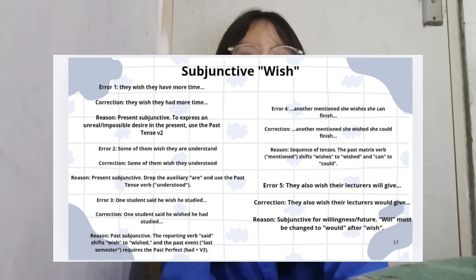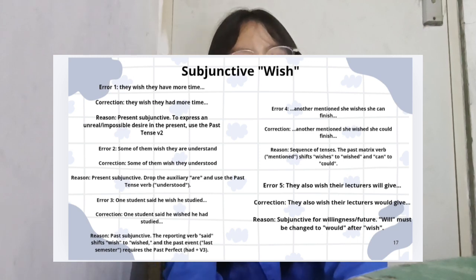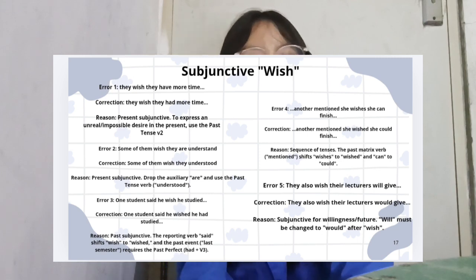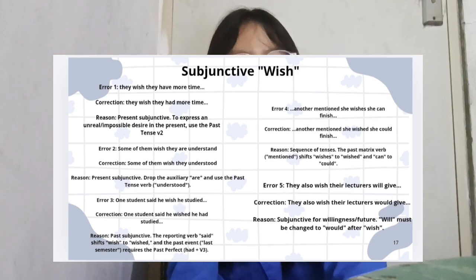Error 3: One student said he wished he studied. Correction: One student said he wished he had studied. Reason: Past subjunctive. The reporting verb 'said' requires 'wished', and the past event last semester requires the past perfect: had plus verb 3.